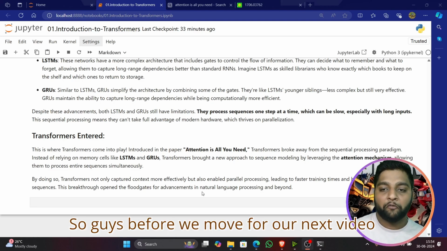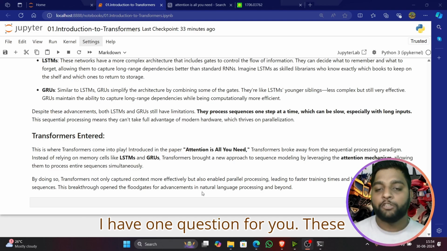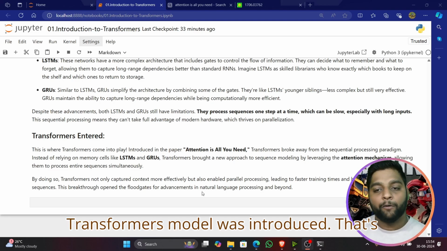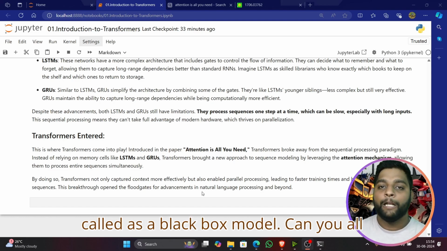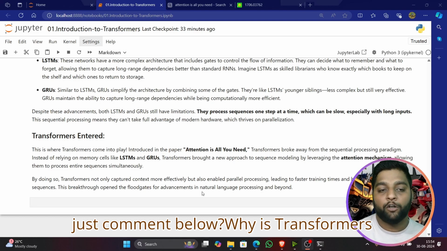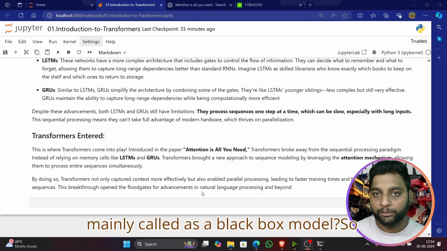So guys, before we move to our next video, I have one question for you. This transformer model was introduced, that's fine, but I mentioned that this is called a black box model. Can you all just comment below, why are transformers mainly called a black box model?